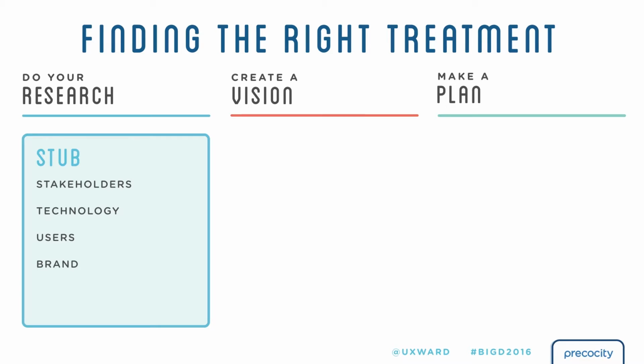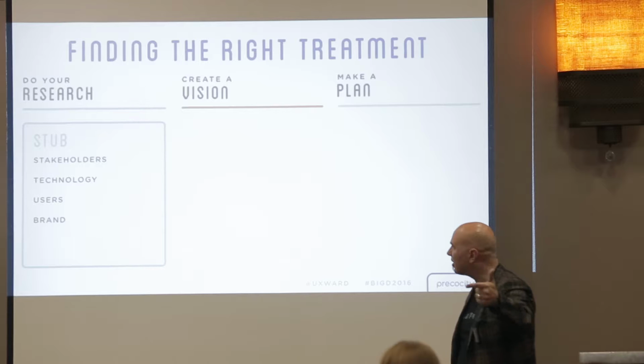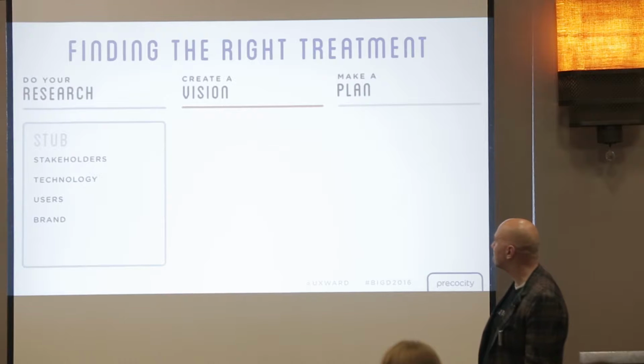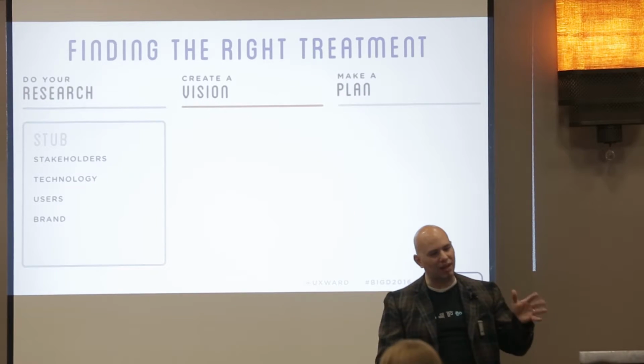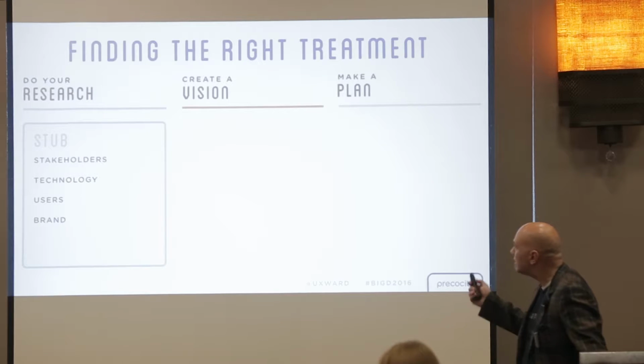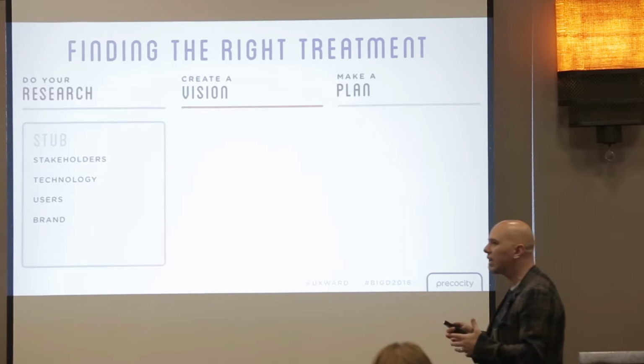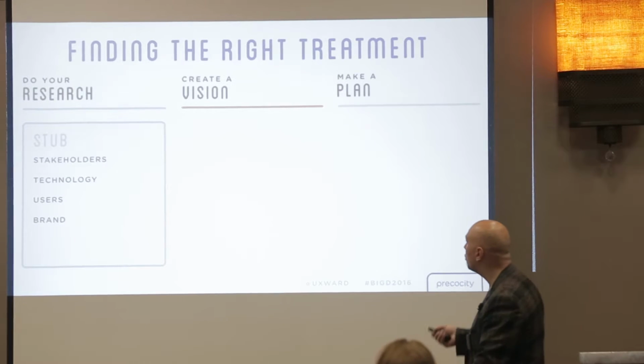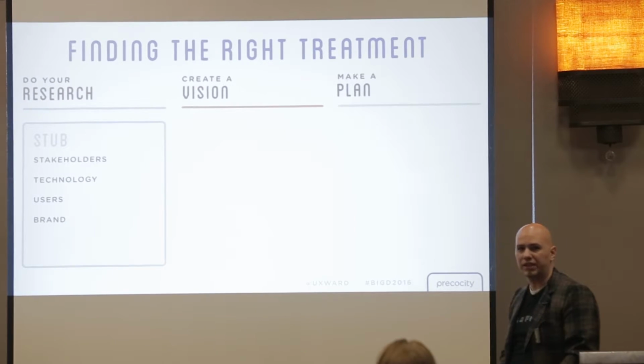All right, so STUB is part of the research part. Your stakeholders, technology, users, and brand: STUB. I could have reordered them in other ways, but TUBS, BUTS, but STUB seemed to kind of be the least offensive. But STUB, these are the people that care about your redesign, and these are the people that are affected by your redesign. So you need to find out what it is they actually need.